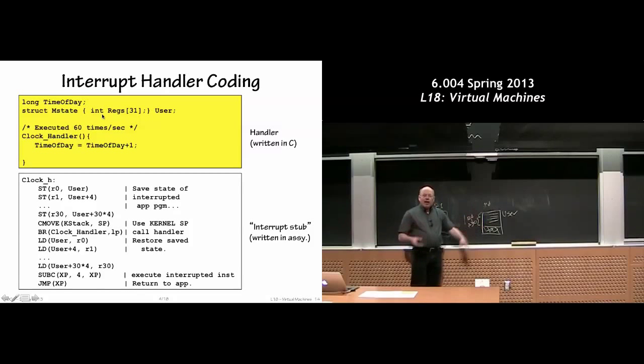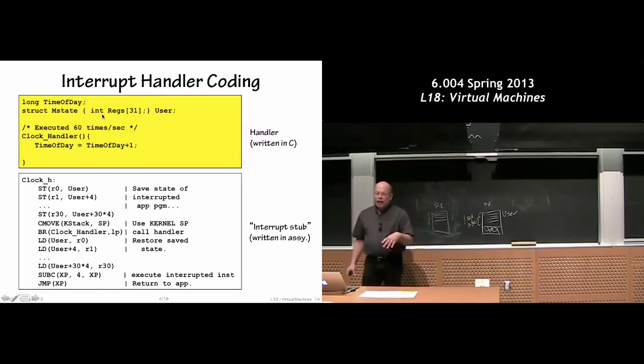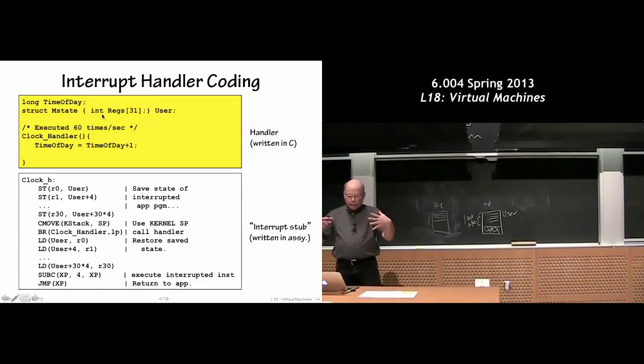When you write a program, you can allocate an array, just like you could in C or an assembly language. And here we've just written the C code that says, please give me a 31-element array. We're going to call it user.regs, and that's where we're going to stick the registers. So let's see how this works.